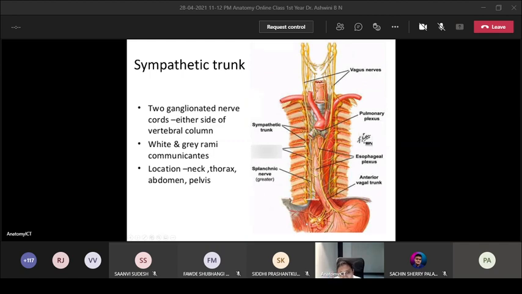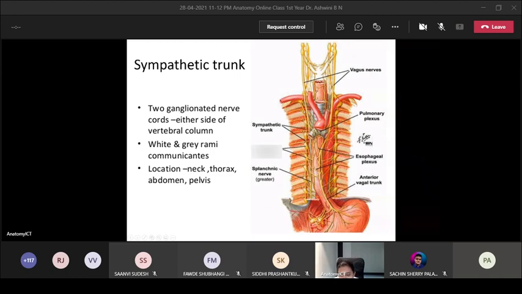The sympathetic trunk is a ganglionated trunk. It has a bead-on-a-string appearance, like a pearl necklace. We can see the beads, and in between them there is a string. So the sympathetic trunk gives a beaded appearance because of the ganglia and the chain.